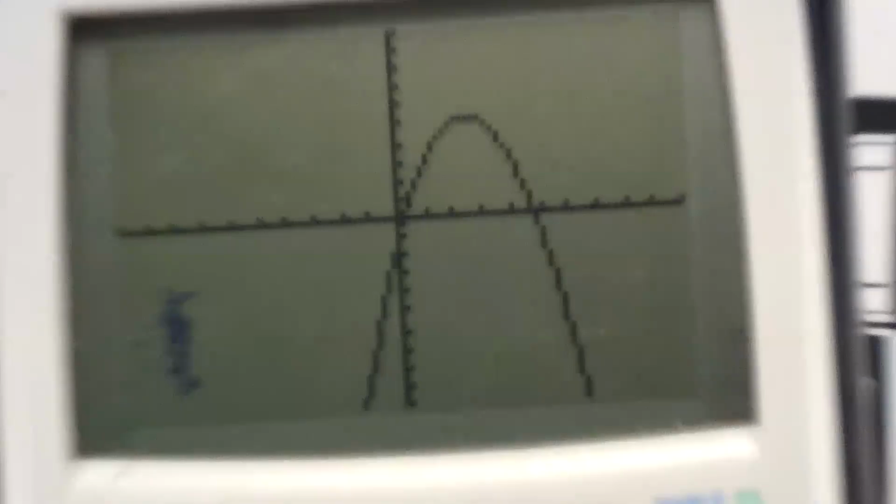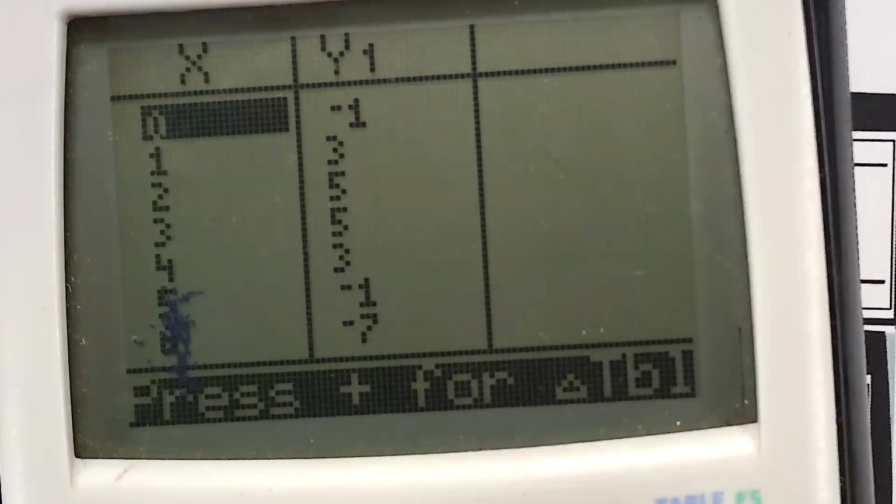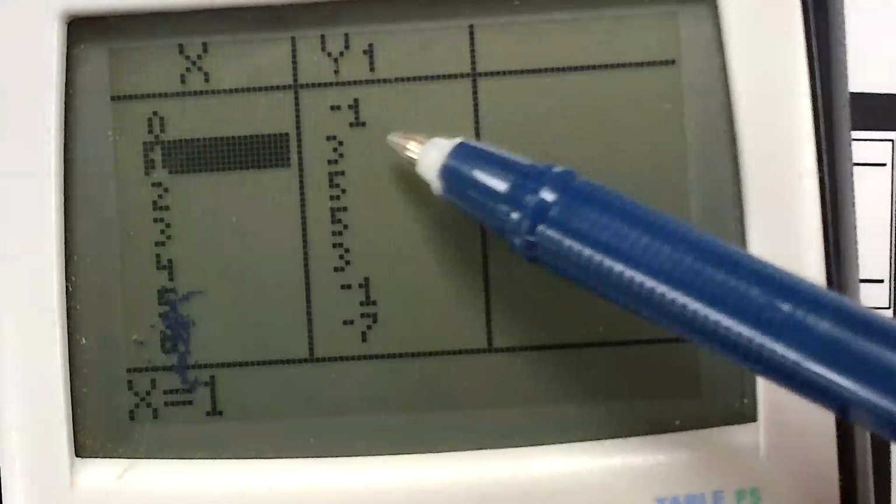Oh, that's the graph. Kind of see where it goes through. Looks like it's in between 0 and 1 and in between 4 and 5. Click second table. Look at the table. In between 0 and 1, it crosses over from negative to positive. And in between 3 and 4, it goes back to negative.